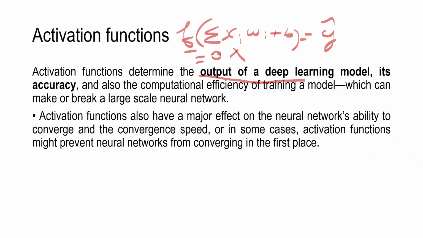In some cases, if one particular neuron always gives output as 0, that neuron is called a dead neuron, because the activation function has a major effect on the neural network's ability to converge to the solution. Converging means how quickly we come to the solution. If the activation functions of the neurons are selected well, we are able to come to the solution very quickly. The convergence speed also depends on the selection of the activation function. So based on the application we are going to develop, we have to choose the corresponding activation function.